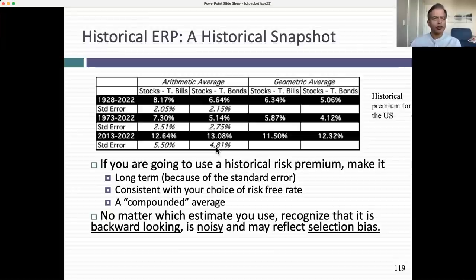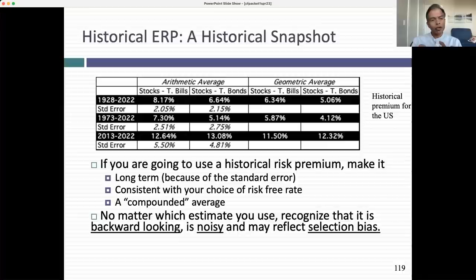You're saying, how can they be so different? First, it depends on what slice of history I look at. I could go all the way back to 1928. I could go back 50 years, or I could go back 10 years. I get very different premiums. Second, it depends on whether I use T-bills, which are short term, less than a year, or T-bonds, which can go up to 10 or 30 years. I get different premiums. Third, it even depends on how I compute the average.